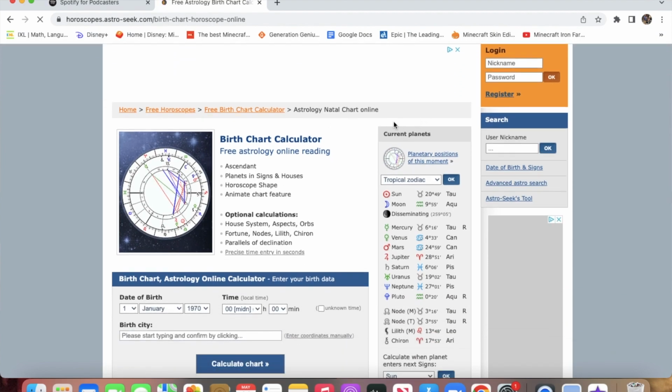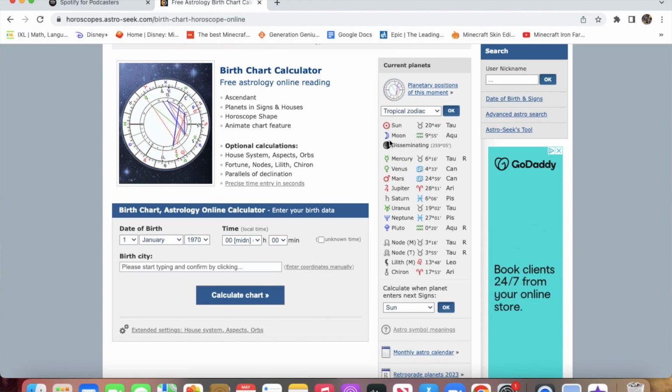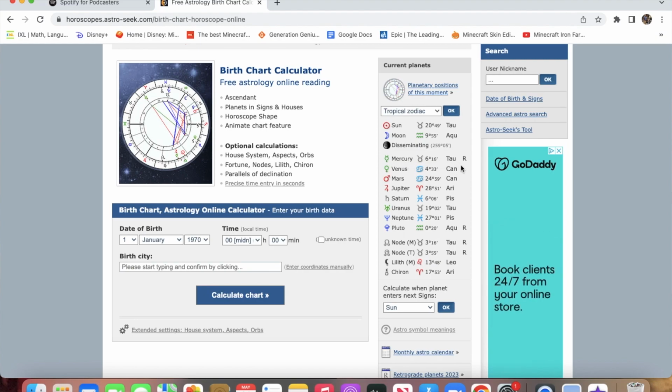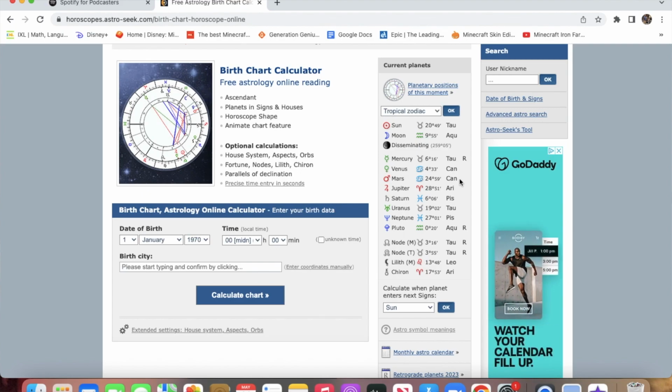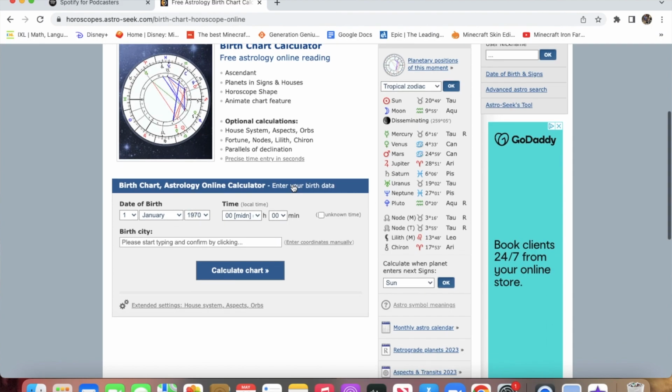Now over here, you'll see the current placements. So that's what's in the sky right now. The sun is in Taurus at 20 degrees. The moon, 9 degrees of Aquarius. This little R right here means retrograde. So Mercury is in retrograde at 6 degrees of Taurus. You know, Venus in Cancer, Mars in Cancer, Jupiter in Aries. All of them are listed. Down here, there's another retrograde. Pluto is also in retrograde.